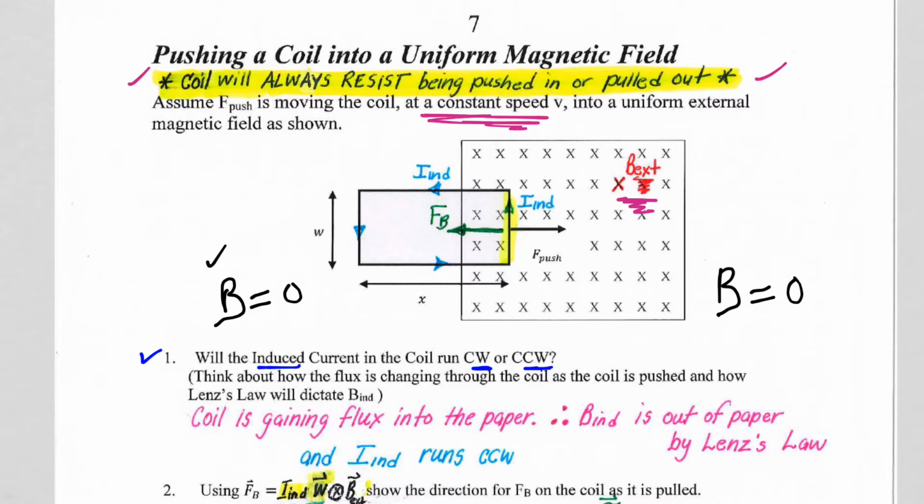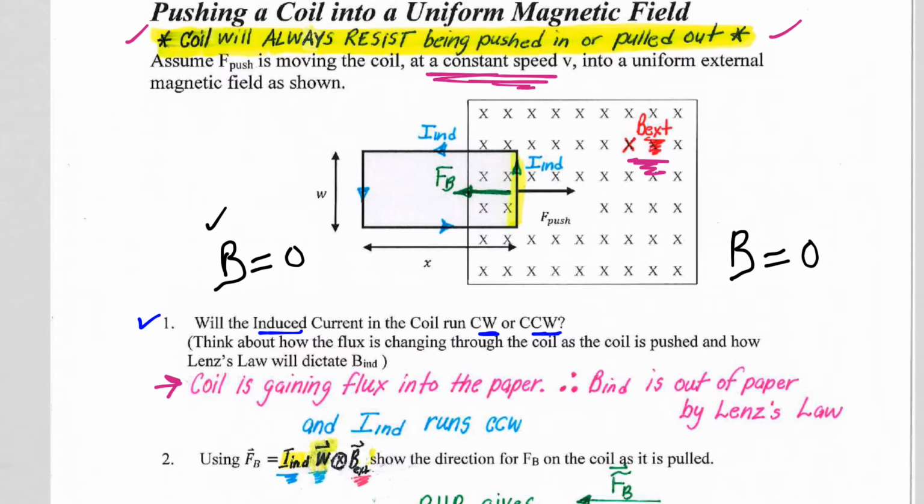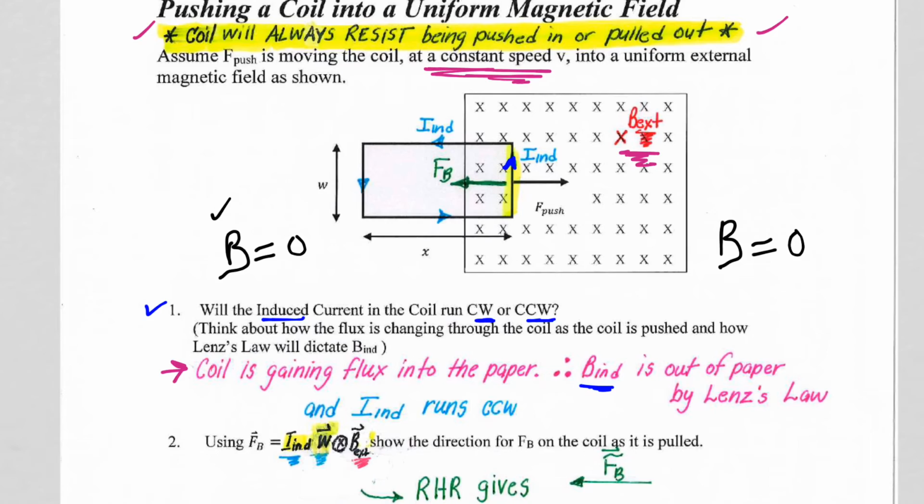In this case, we are given that the coil is moving to the right, so it is going to be gaining flux into the paper. Well, Lenz's law wants to put a stop to that. So it is going to induce a current to make a B field coming out of the paper. So by Lenz's law, we get the counterclockwise movement. I induced runs counterclockwise. The induced EMF will also be counterclockwise to fight the change.